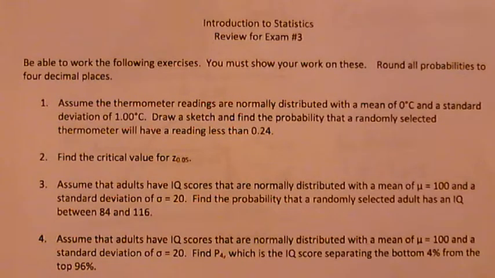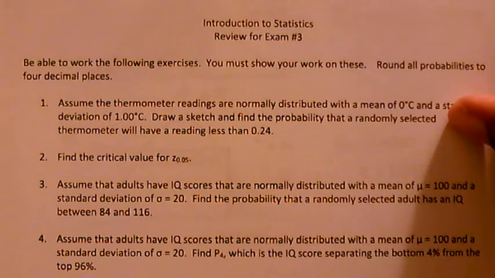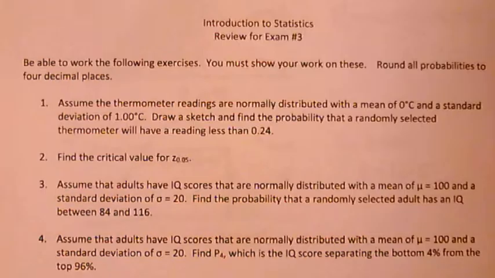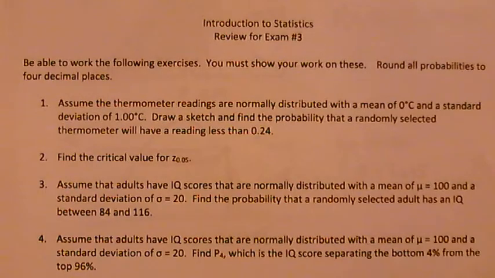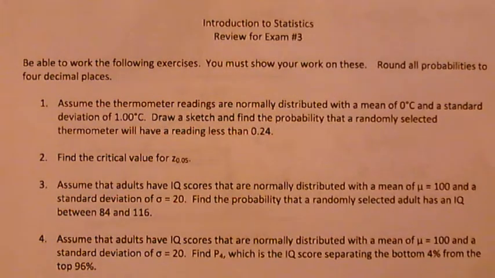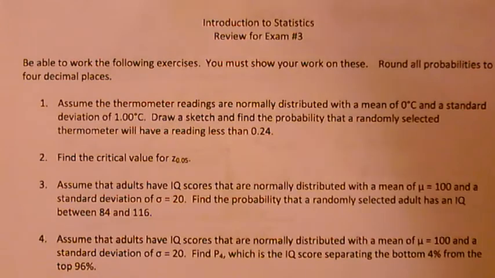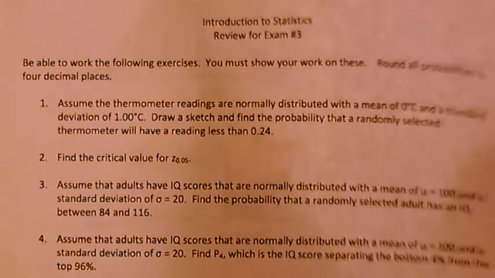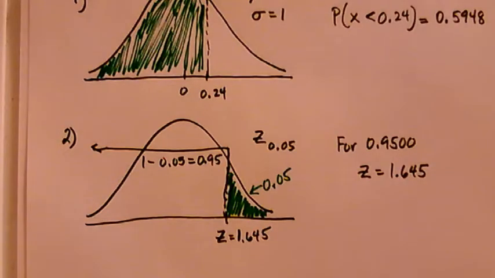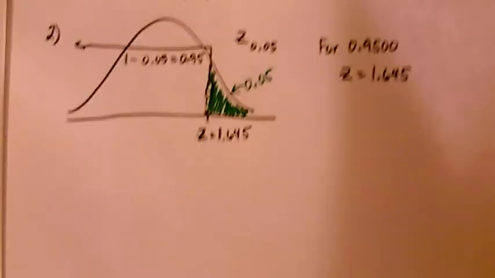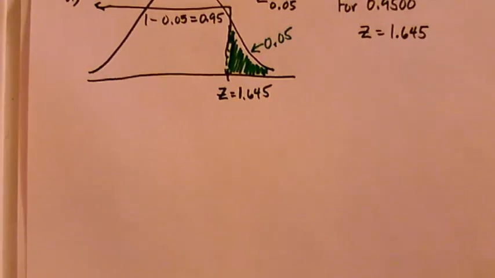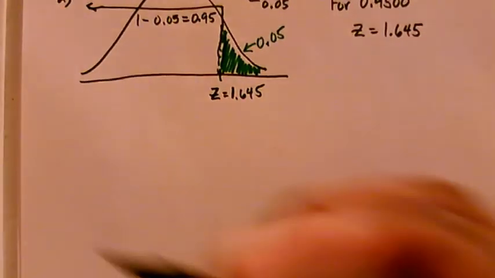Okay, so here IQ scores are normally distributed with a mean of 100 and a standard deviation of 20. And we want to find that probability that a randomly selected adult has an IQ between 84 and 116. So here's how we draw its normal curve for that situation.